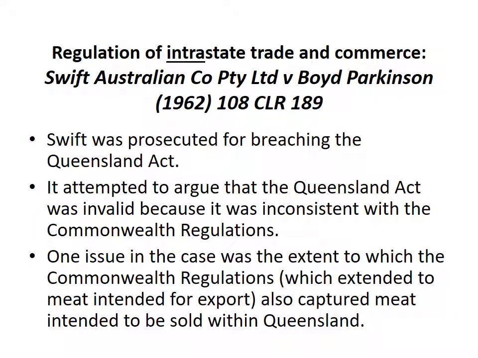Swift was prosecuted for breaching the Queensland Act. It attempted to argue that the Queensland Act was invalid because it was inconsistent with the Commonwealth regulations. One issue in the case was the extent to which the Commonwealth regulations, which extended to meat intended for export, also captured meat intended to be sold within Queensland. Only 4 judges referred to that issue.